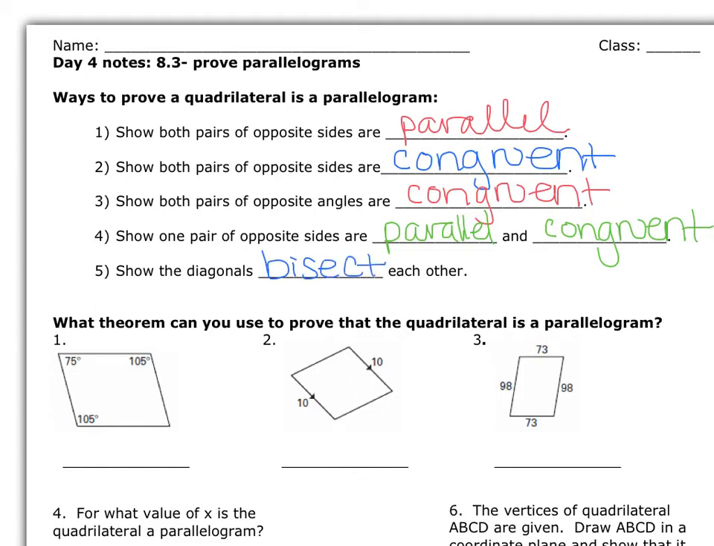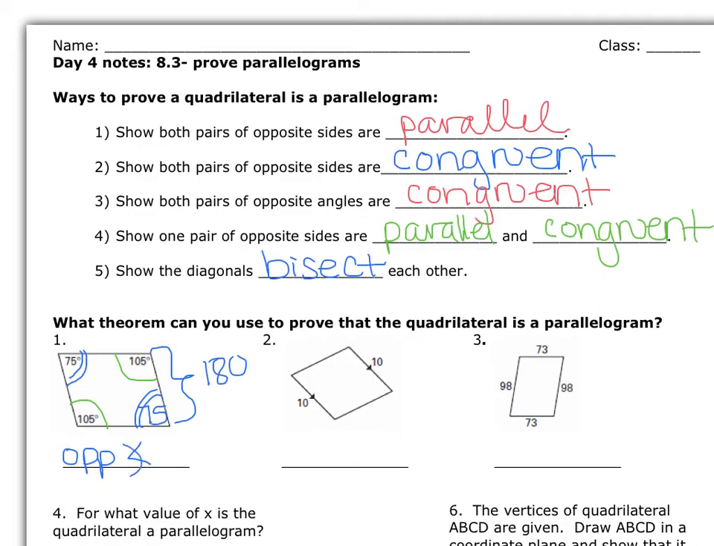So if you have these properties, or one of the properties, then you can go ahead and conclude that the quadrilateral is a parallelogram. So let's see what theorem we can use to prove that these are indeed parallelograms. In number 1, what I notice here is that opposite angles are congruent. And we have to have both pairs of opposite angles congruent. So if this one is 75, we can conclude that this one is 75 as well, because remember, consecutive angles are supplementary. So 180 minus 105 gives you 75. So this theorem is the opposite angles theorem. We're just going to abbreviate.